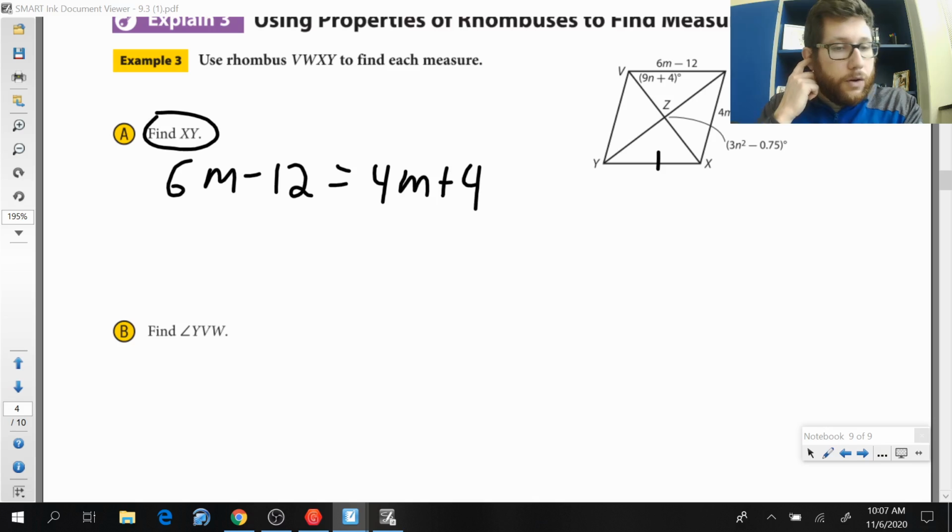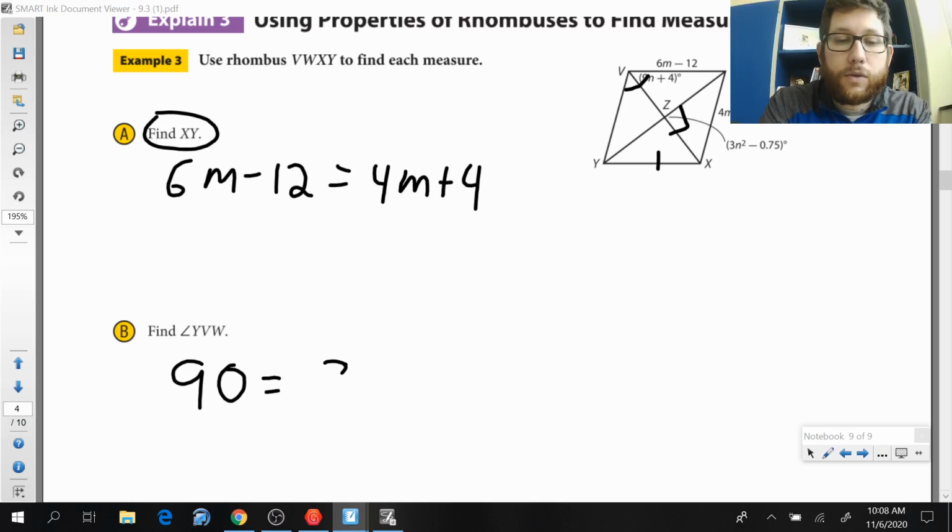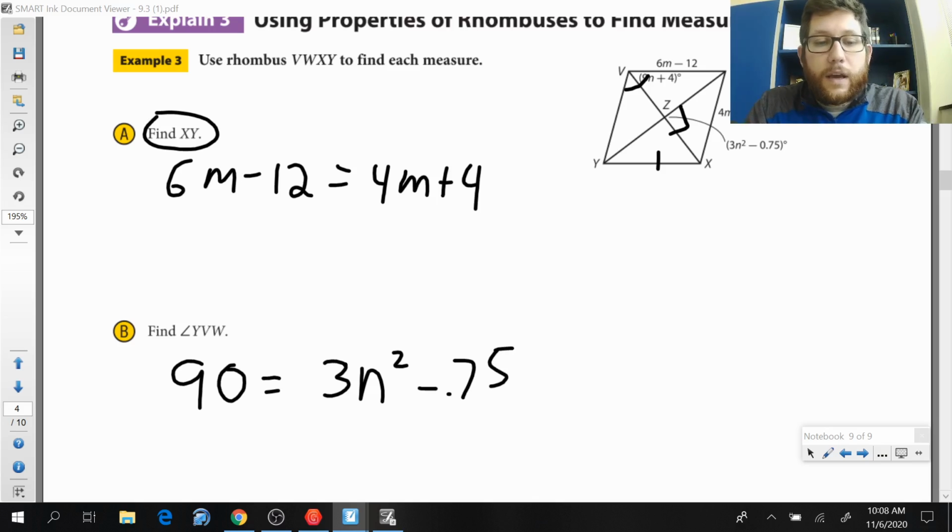All right, find angle YVW. So notice YVW is this guy right here. We're not going to get the whole way there. What I really want you to focus on is this first step. Notice there's not really any angles given to us here. So what I need to do is go back to my diagonals being perpendicular. If they're perpendicular, that means this guy right here is 90 degrees, right? So to start this problem, I would set 90 equal to 3n squared minus 75, or 0.75.